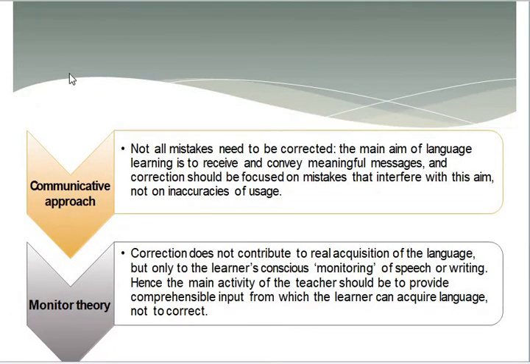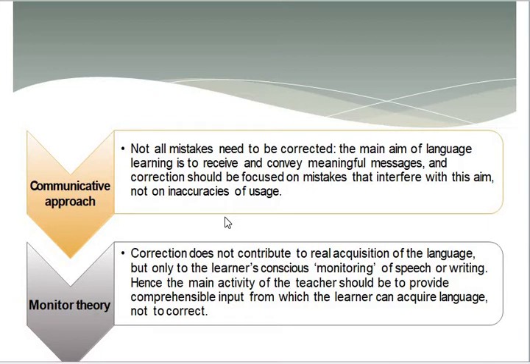According to the communicative approach, not all mistakes need to be corrected. The main aim of language learning is to receive and convey meaningful messages, and correction should be focused on mistakes that interfere with this aim, not on inaccuracies of usage. According to them, there is no need to make correction of all the mistakes. The focus should be on developing and improving the language, and those mistakes should be corrected which are hindering the aim.